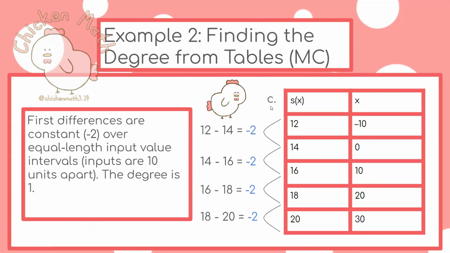All right, now we're going to look at option C. We have s of x. So 12 minus 14, 14 minus 16, 16 minus 18, and 18 minus 20. And that's all equal to negative 2. And if we look at x over here, we do have equal length input value intervals. They're each 10 units apart, which means that this function is linear and it has a degree of 1. So C is an option.